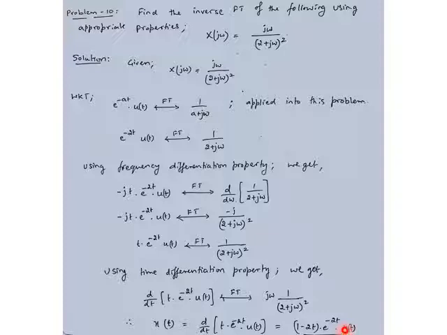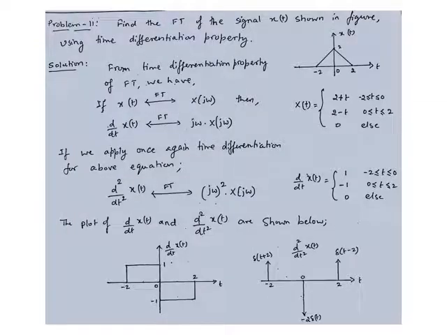Hence we got the inverse Fourier transform of X of j omega to get x of t with the help of properties. Here we used frequency differentiation and also the time differentiation property. Appropriate properties have to be used for any given condition. If they specify a particular property to use, then we should go with that corresponding property itself. Moving on to the next problem.